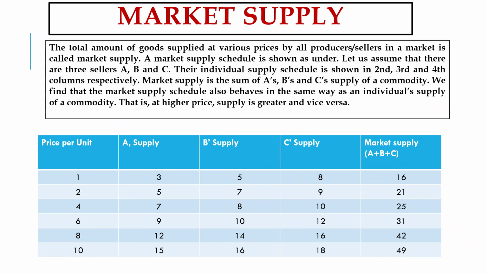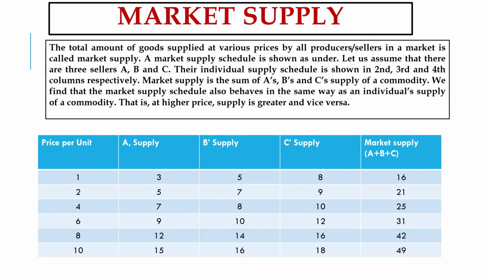So similarly, we will see the market supply. Market supply is the total amount of goods supplied at various prices by all producers in a market. A market supply schedule is shown as under. Let us assume that there are three sellers A, B and C. Three suppliers A, B and C.